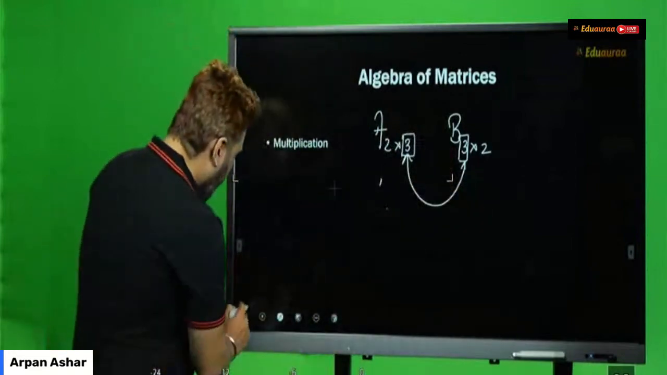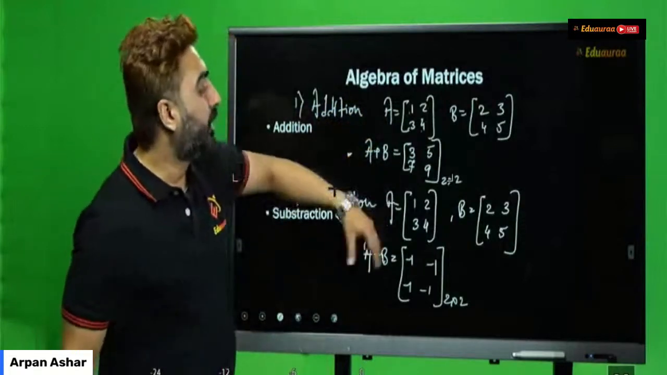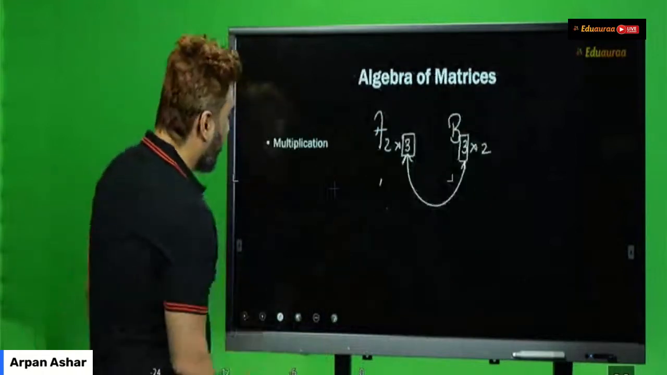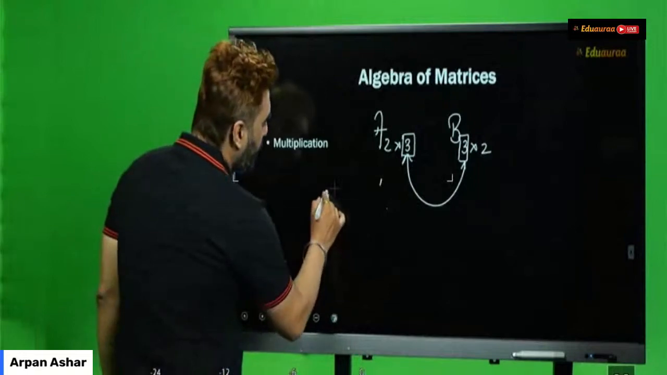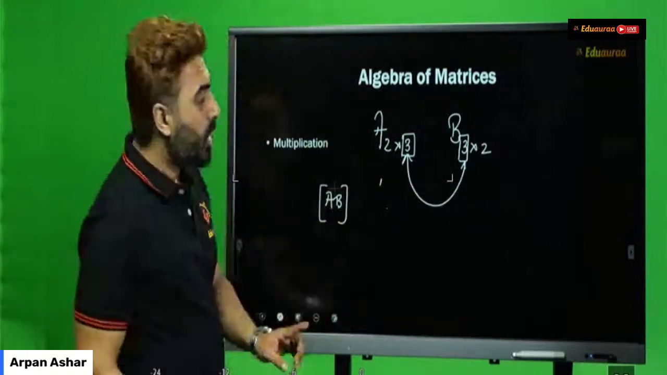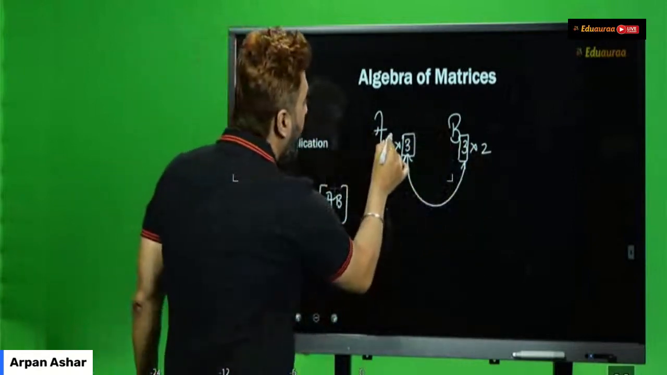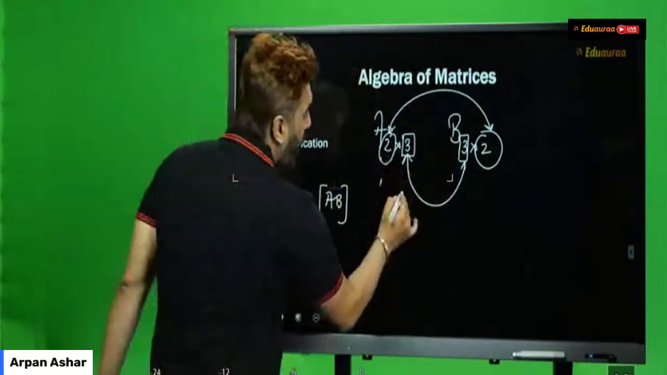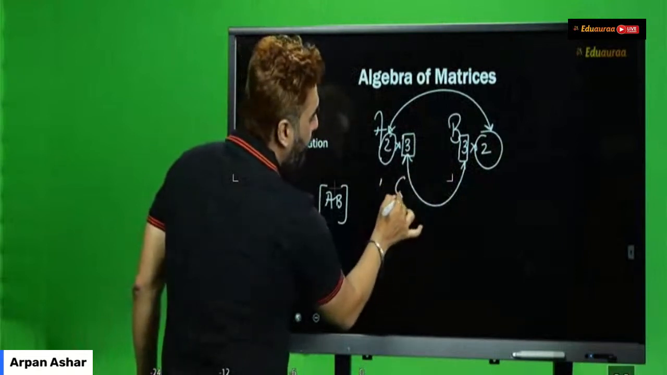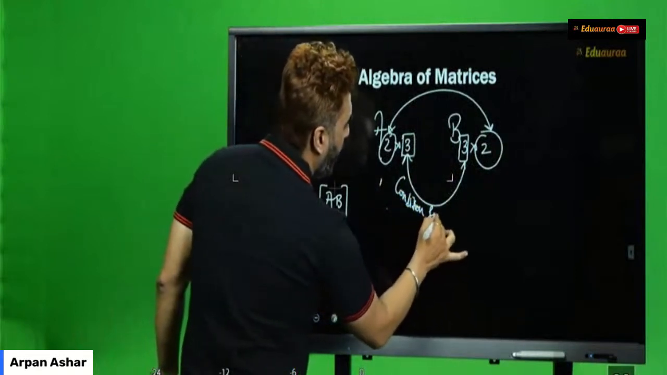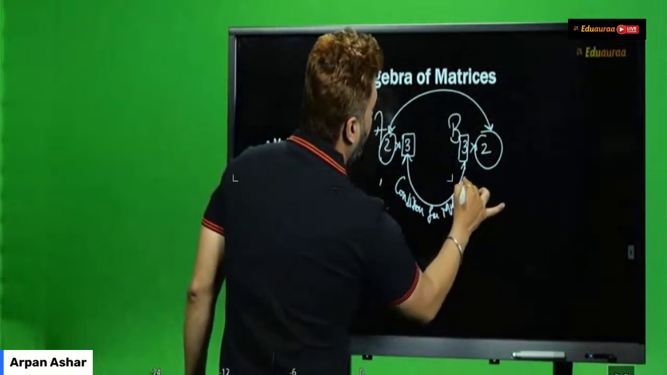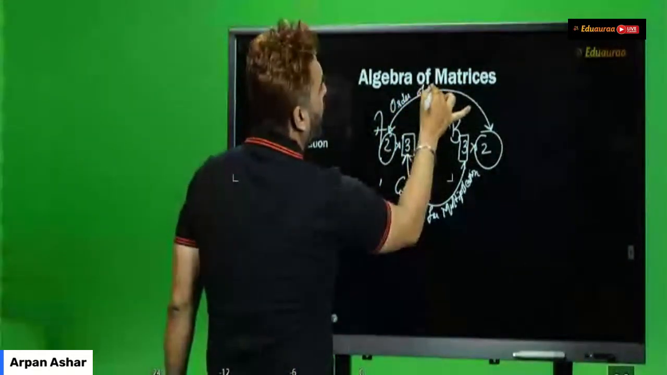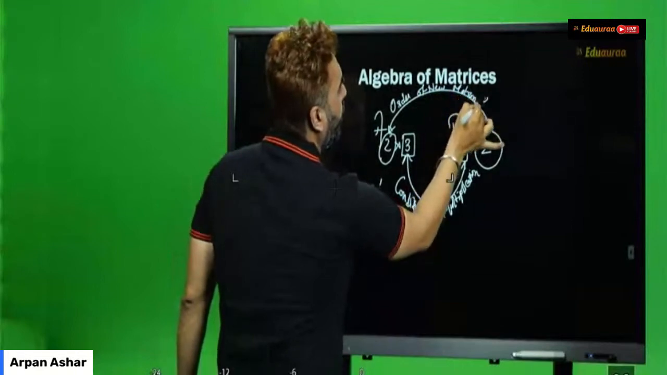Now tell me one thing. When we did addition and subtraction, when we added two matrices, the new order formed was same as your question. In subtraction also, the new order formed was same as your question, but in multiplication it is different. So the order of the new matrix formed will be what? The remaining numbers, that is row of first and column of second. So what is this condition? Column of first should be same as row of second. This is your condition for multiplication. And this is the order of the new matrix formed.